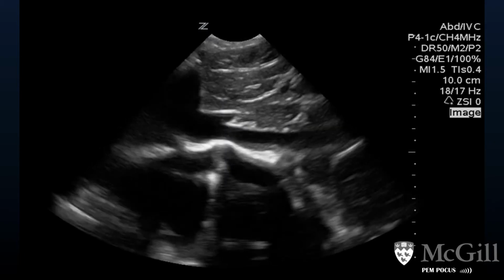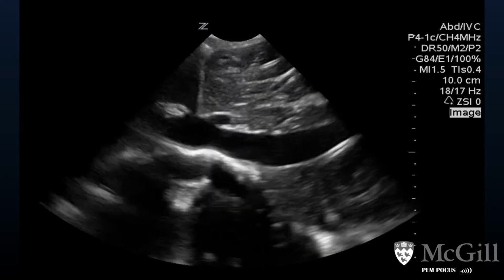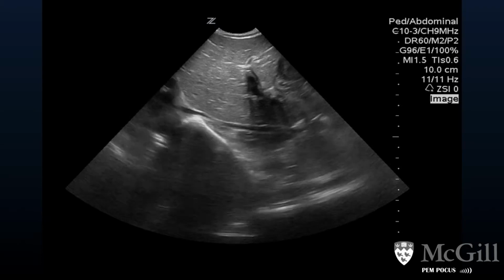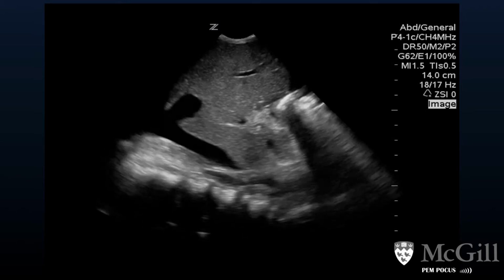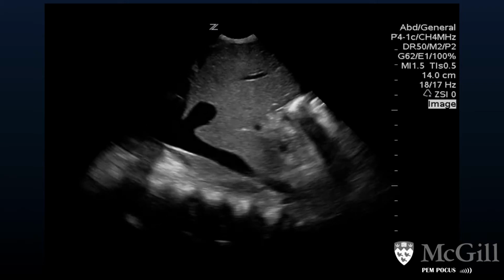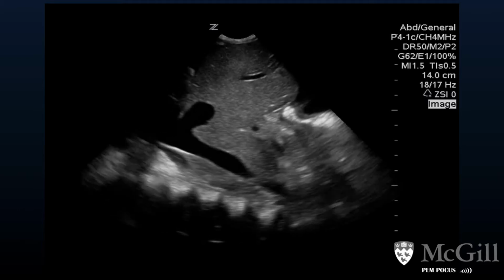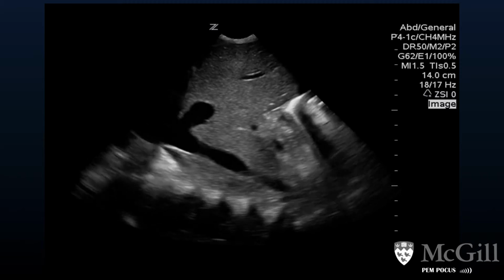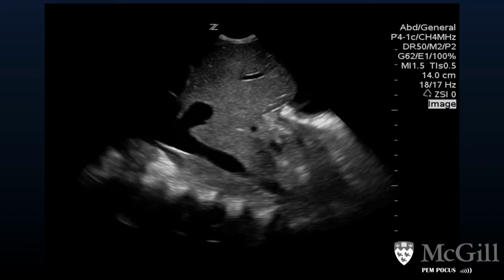Here's a normal IVC with a respiratory variation of less than 50%. This video demonstrates a flat IVC. Here is a plethoric IVC where the IVC is large and shows no respiratory variation. At the junction of the RA, you can also see a dilated hepatic vein. This indicates high right ventricular pressure.